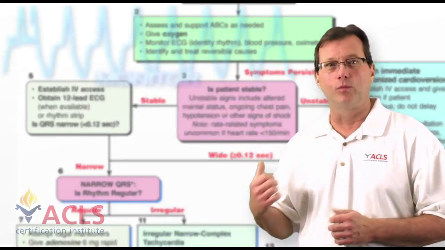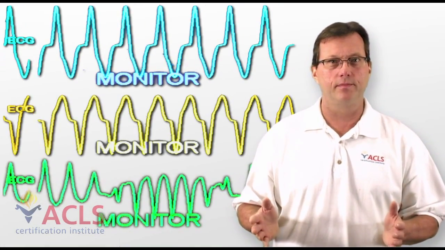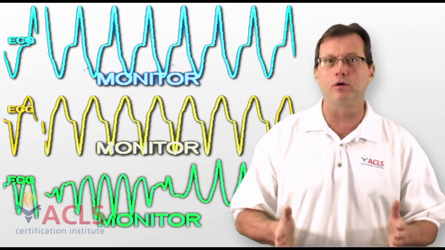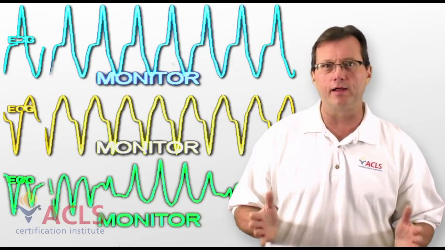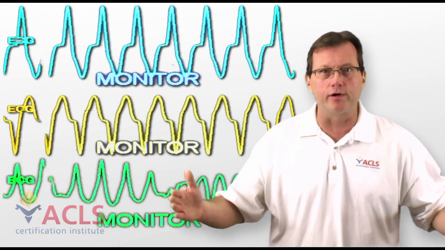Now, let's take a look at some wide complexes here. You can see they vary in morphology. But when you're assessing it, you want to assess, is this wide complex regular or irregular? And we're looking specifically for changes in the morphology. Does this wide complex rhythm look the same throughout the run of the rhythm?